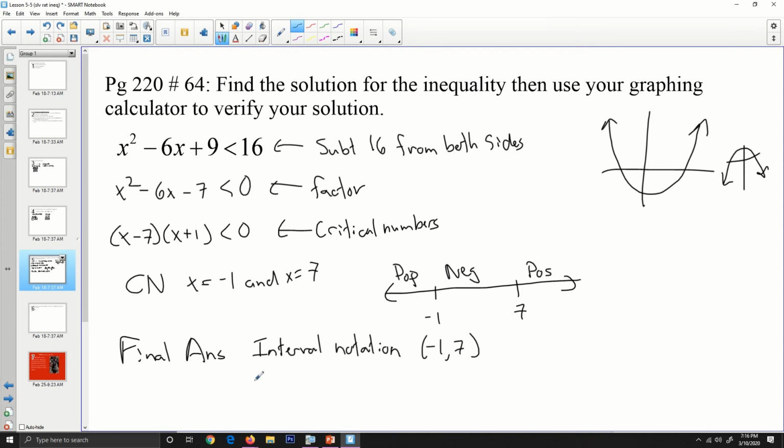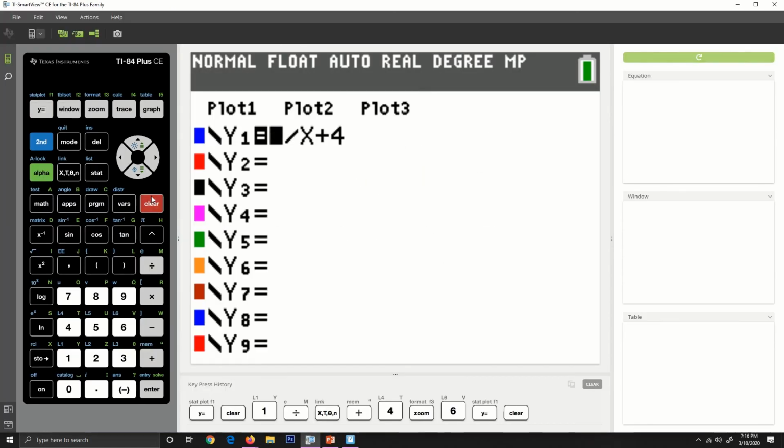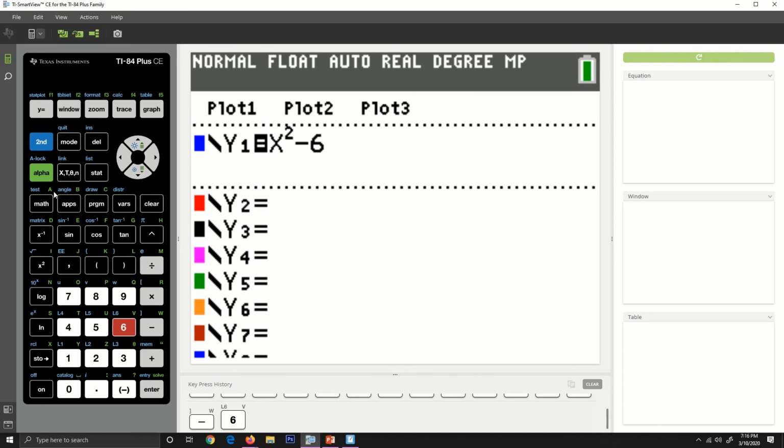Or if I do inequality, it'll be -1 less than x less than 7. Now, if we grab our graphing calculator, we go to the y equals and we clear out that, and we go x squared minus 6x minus 7.